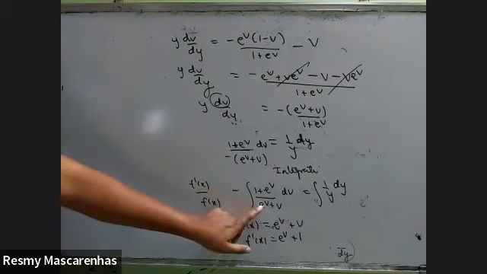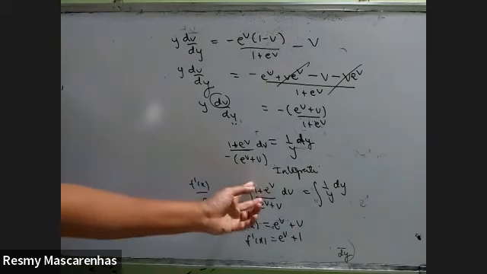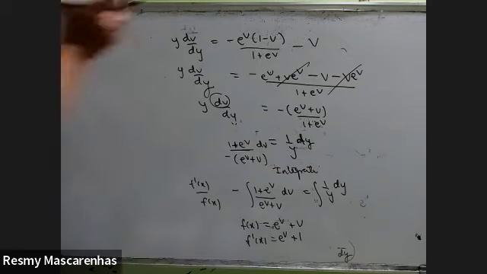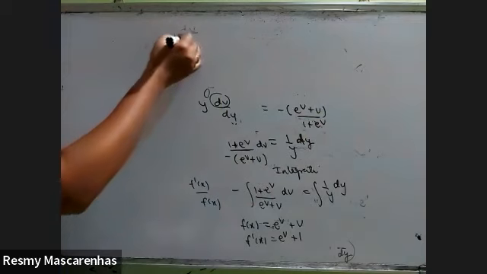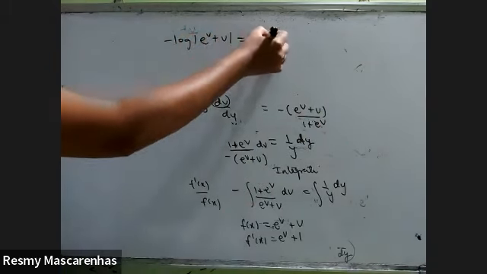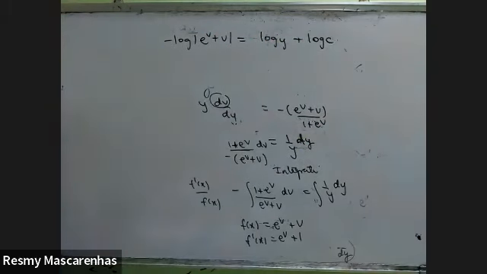Because derivative of e raised to v is e raised to v. Derivative of v is 1. So if I write it like this, in the form of this, you know that integral of f dash of x upon f of x is log of denominator. So everything is in log. Where it is log c.